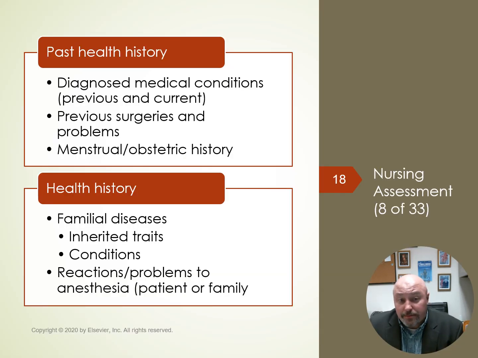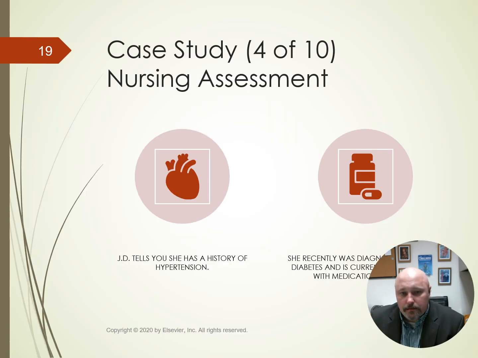We also want to make sure we obtain a thorough past medical history, including diagnosed medical conditions, previous surgeries and problems, menstrual and OB history, as well as familial diseases, inherited traits, conditions, and reactions or problems to anesthesia that any family may have had. On assessment, JD tells you she has a history of hypertension and that she was recently diagnosed with diabetes, for which she currently controls with diet and medication.